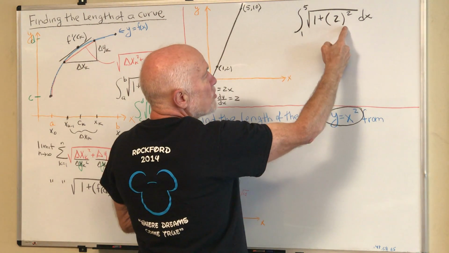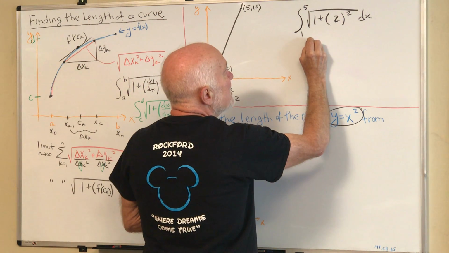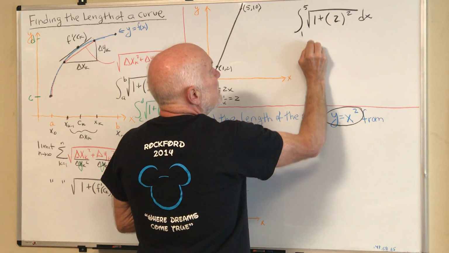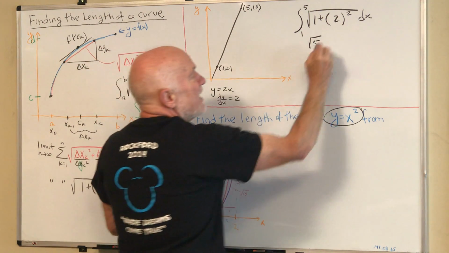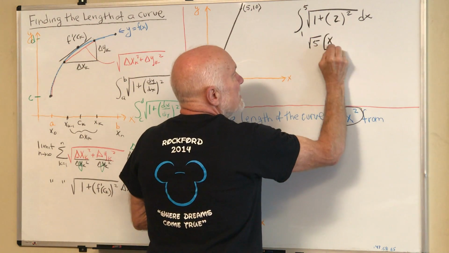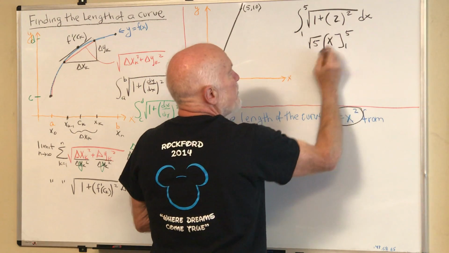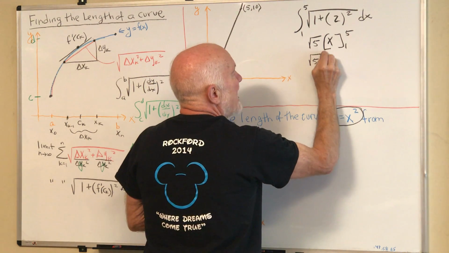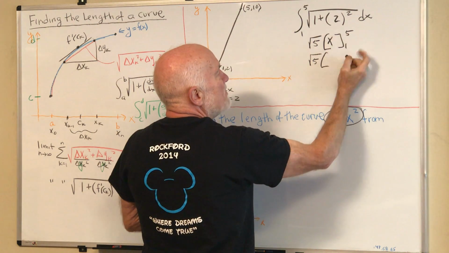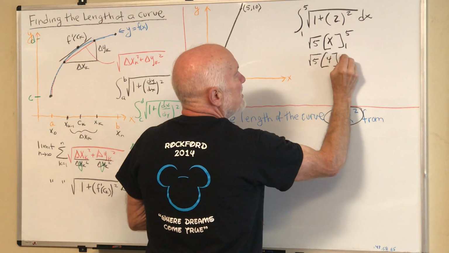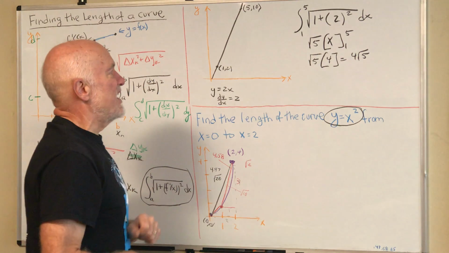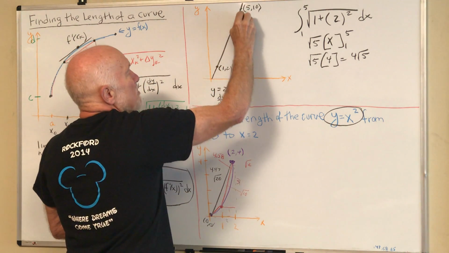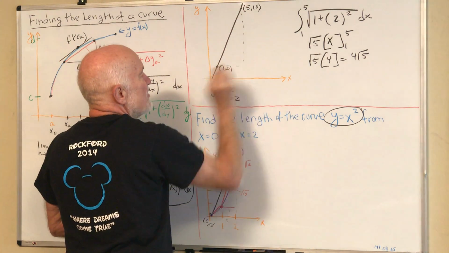So we just have the square root of 5, and the antiderivative of the square root of 5 is the square root of 5 times x. And if we go from 1 to 5, we get the square root of 5 times 5 minus 1, or 4 square roots of 5. That's what the formula would say. What would the Pythagorean theorem or the distance formula say?